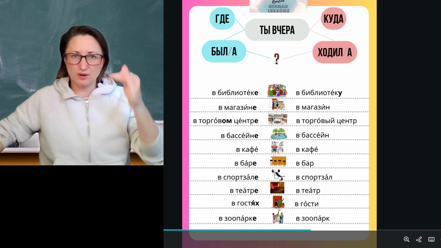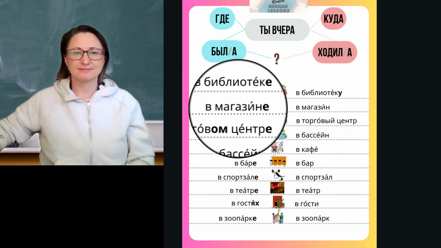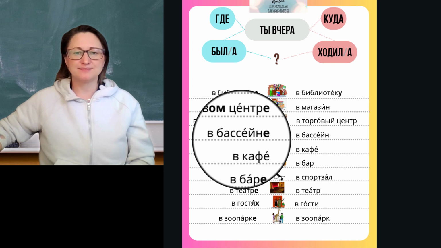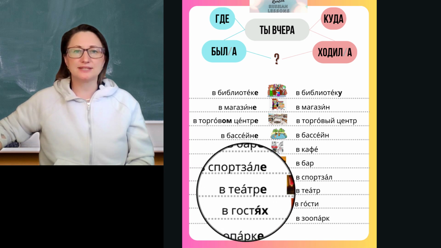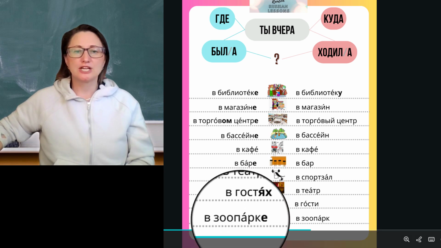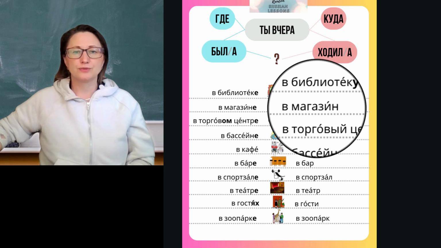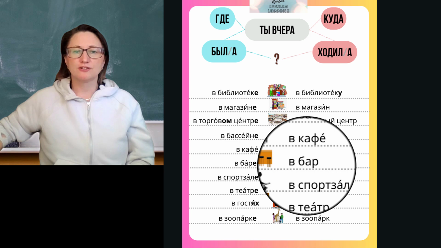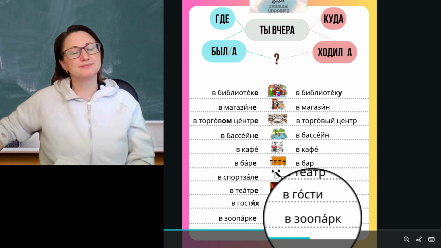Okay, and now let me read them one after another, and I'm not going to be reading the whole response. I'm just going to be reading all prepositional forms first, and then all accusative forms. В библиотеке. В магазине. В торговом центре. В бассейне. В кафе. В баре. В спортзале. В театре. В гостях. В зоопарке. Okay, and now it's our destination where we're going to. В библиотеку. В магазин. В торговый центр. В бассейн. В кафе. В бар. В спортзал. В театр. В гости. В зоопарк.